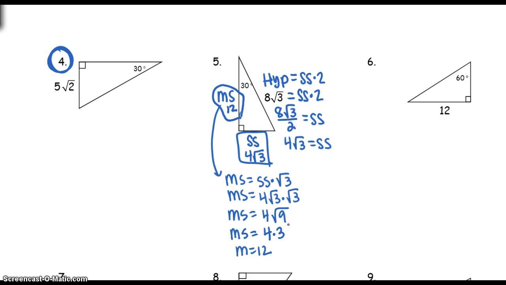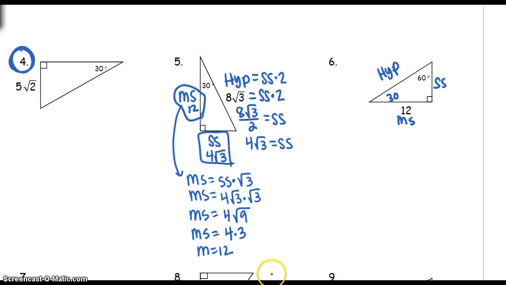All right, so I'm going to talk about 6 also. So across from the 60, here's our medium side. This must be 30, so that must be our short side. And then this over here is our hypotenuse. So we don't know the short side. Wish we did, but we don't. We only know the medium side. And that's going to be the short side times root 3. Well, the medium side is 12. So 12 equals the short side times root 3.